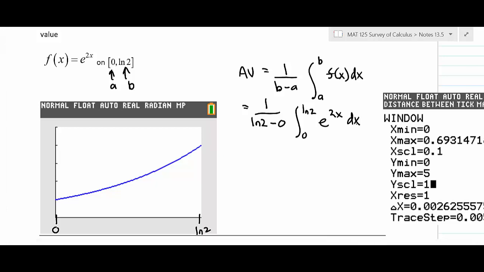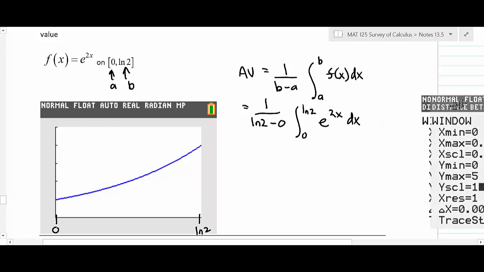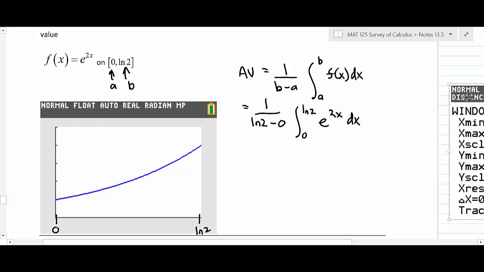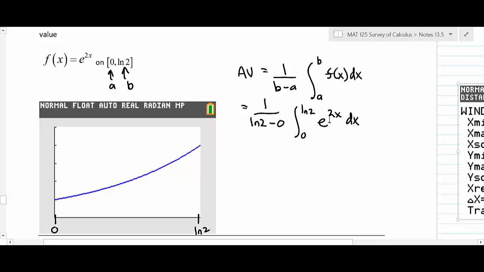Okay, now this one can be done by U substitution. I'm going to go ahead and do it that way, but I'm also going to give you a formula that's real helpful. It's real helpful to know how to do e to a power and just know the formula for the integral. So what I'm going to do is we're going to do a U substitution, okay? And we're going to let u be 2x.